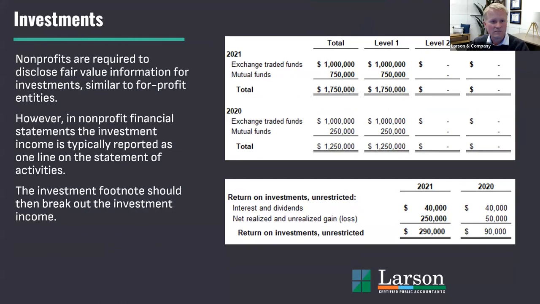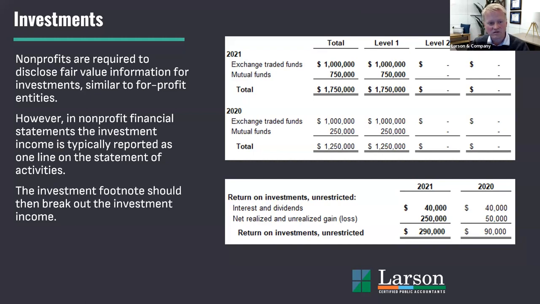All right, investments. So nonprofits are required to disclose fair value information for investments, similar to for-profit entities. However, in the nonprofit financial statements, the investment income is typically reported as one line on the statement of activities. So an additional disclosure that is helpful in the investment section is you can break out the investment income. So in this example, this has the fair value disclosure in the top, but then in the bottom section there, it breaks out what the returns on investments are made up of.